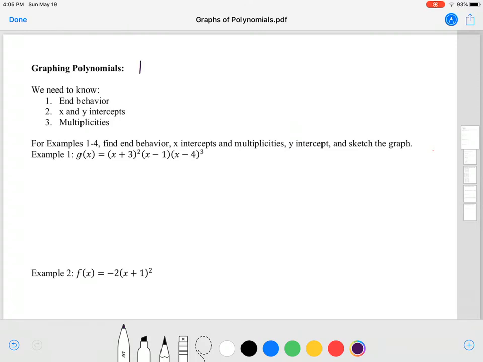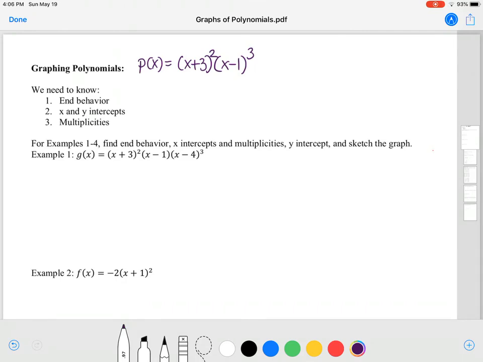So, for example, if I had the polynomial (x plus 3) squared times (x minus 1) cubed. If I were to actually expand that out, I would have x plus 3 times x plus 3, because it's squared, times x minus 1, x minus 1, x minus 1, because the x minus 1 is cubed.